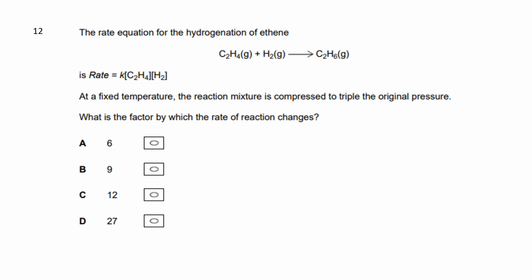Okay, so thing to realise here, they're all gases. So at fixed temperature, the reaction is compressed to triple the original pressure. That means that all concentrations are going to be times by 3. So we've got times by 3, times by 3. So overall, the rate is going to be times by 9. So the answer is B.